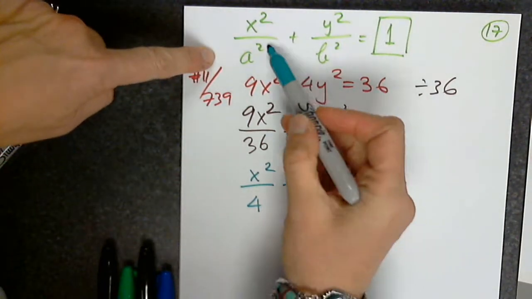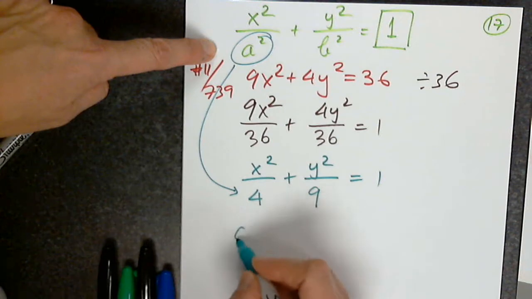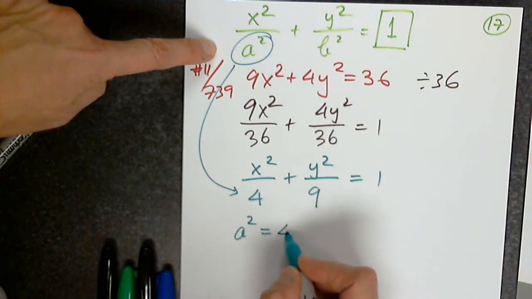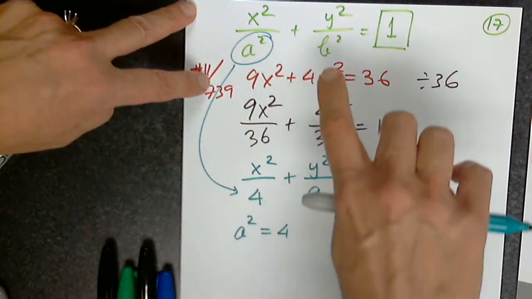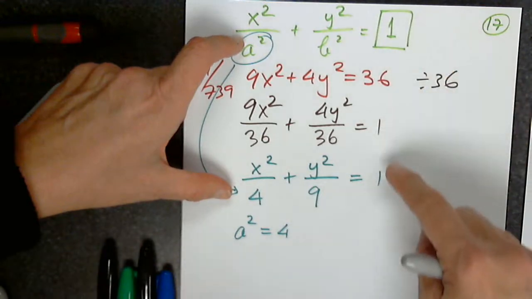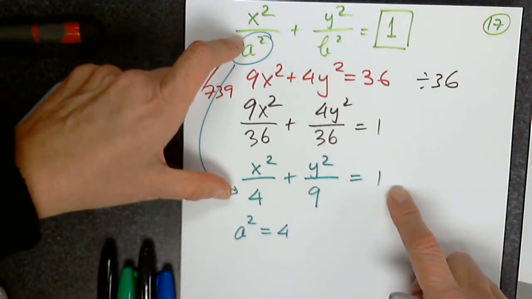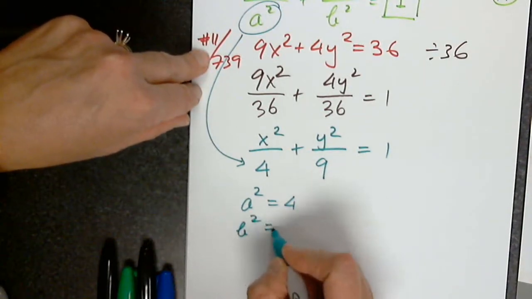So clearly, this tells me what? That a squared equals, by the way, I should have asked this. Is this an ellipse for sure? I have plus, I have two ratios, and I have one on the other side. So this must be an ellipse. A squared equals 4, and how much is b squared?